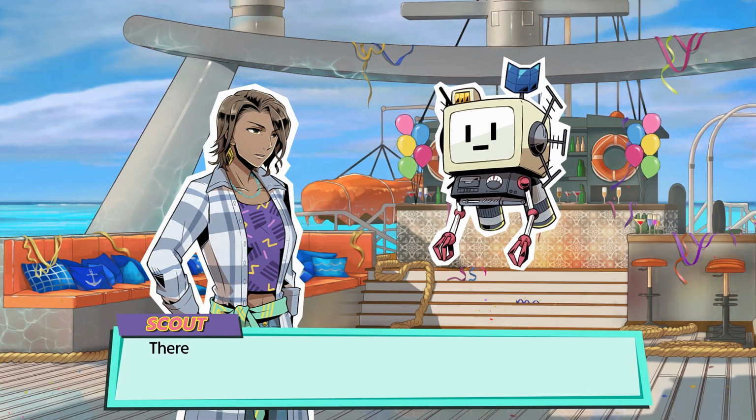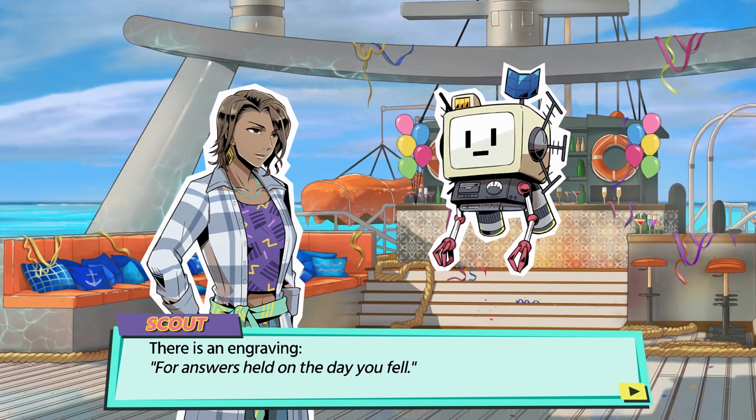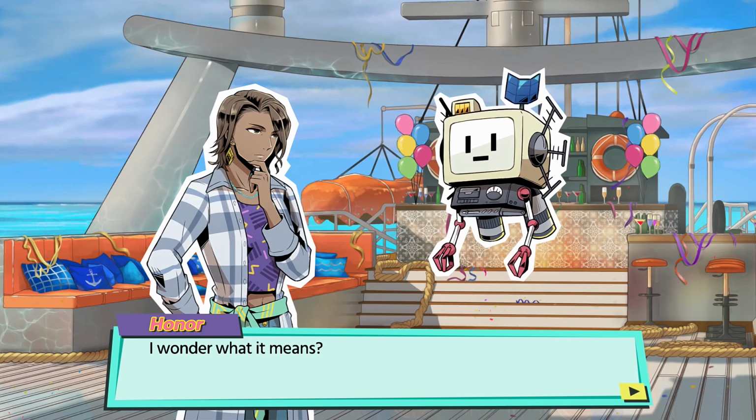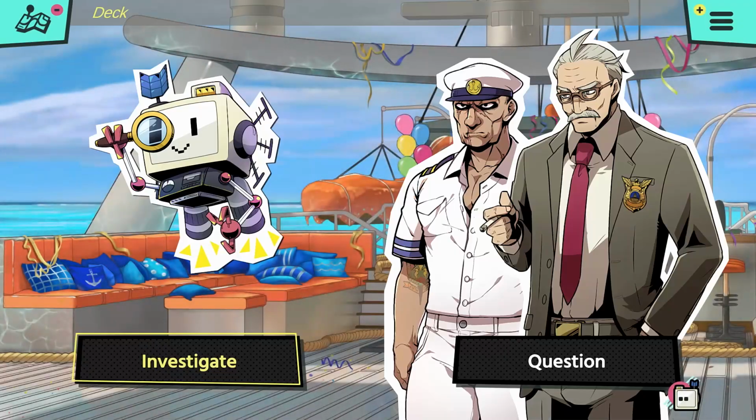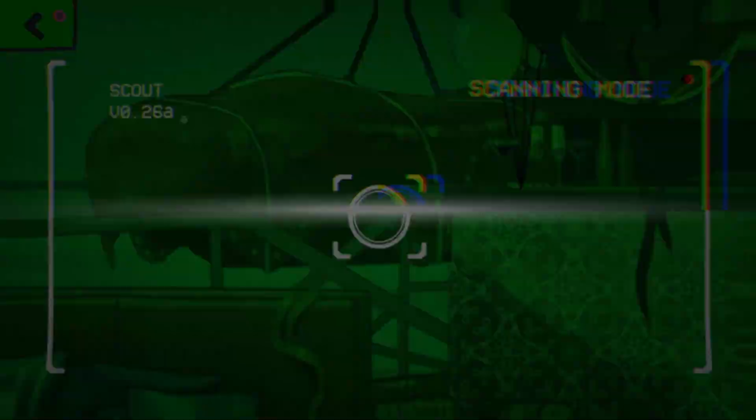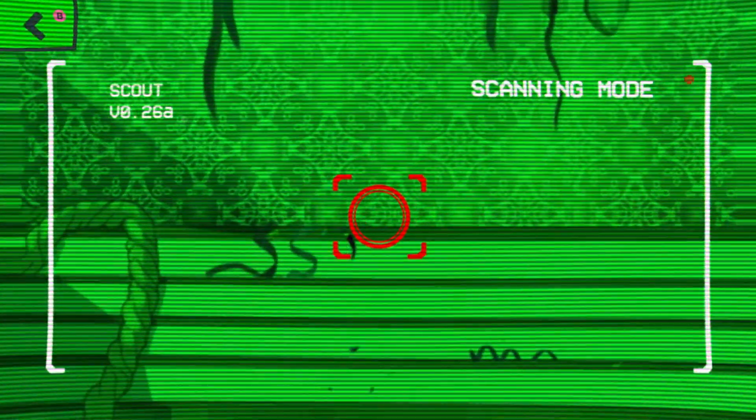The silver bracelet. There's an engraving. For answers held on the day you fell. I wonder what it means. There's still more to look for? I didn't remember seeing anything. Oh, hello.